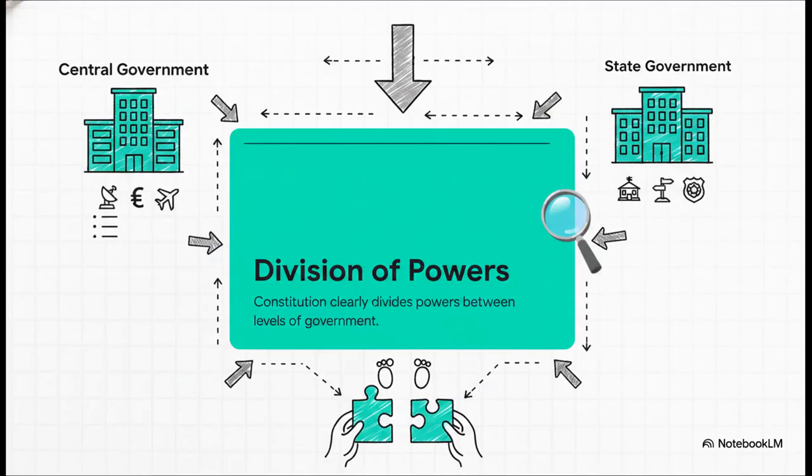But here's the thing, simply having 2 levels of government isn't enough. If they're constantly stepping on each other's toes, nothing gets done. And that brings us to pillar number 2, the division of powers. The Constitution clearly divides powers and responsibilities between the different levels of government. It's a very precise delegation of duties. The central government has its specific list of responsibilities, and the state governments have theirs. There's no guessing game here. Everyone knows exactly what their job is.